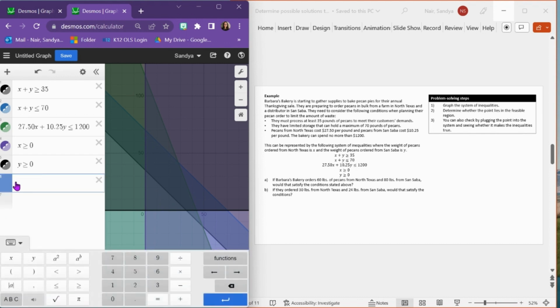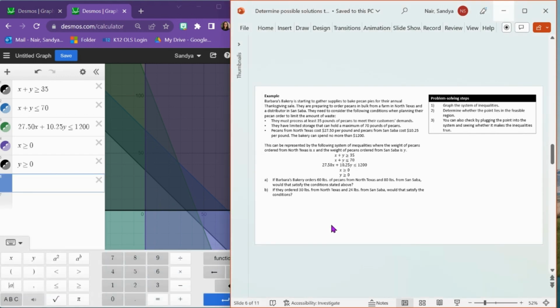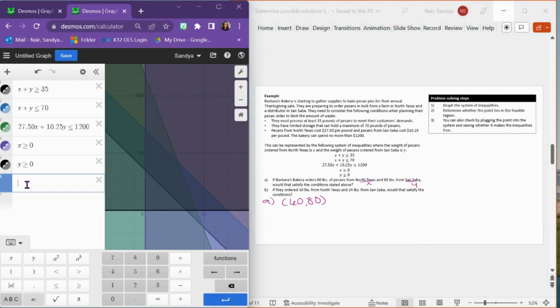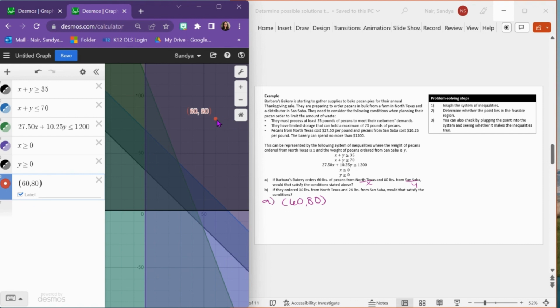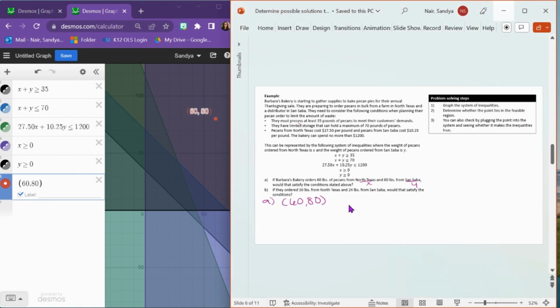Okay, so now we want to think about, is it possible for them to order 60 pounds and 80 pounds? So remember, North Texas was X and San Saba was Y. So A is asking us, well, is it possible to have 60, 80 in our system of inequalities, right? So let's go ahead and graph that point. 60, 80, and you can see that is way out of that region of overlap that we identified, right? So that is way out there. So it's not possible, right? So I'm going to go ahead and say no on that one.